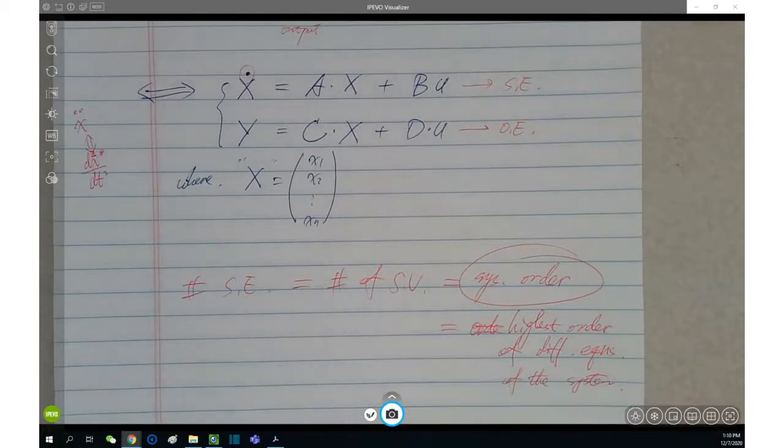We will see. Maybe we'll see this. Okay, the system order. And be very careful. We are not talking about a system type. System type is used to determine what? Steady state error. That's different.